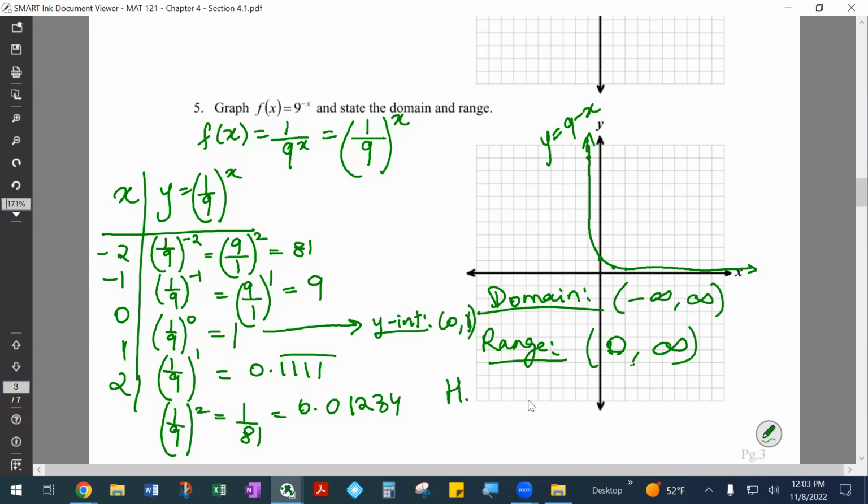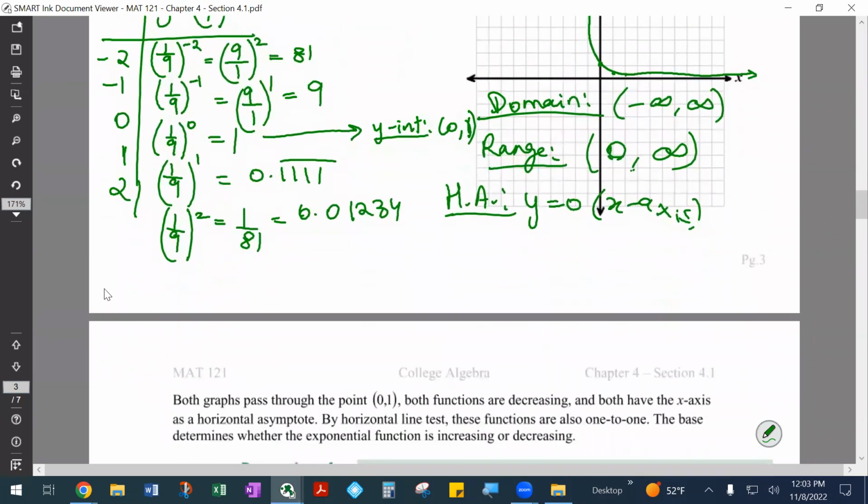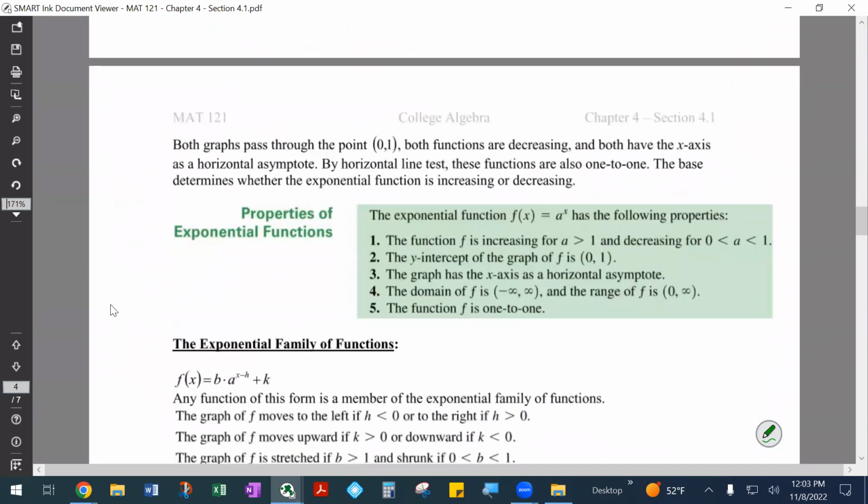We still have a horizontal asymptote at the x-axis. So a lot of those properties actually stayed the same, even though our base changed from being a number larger than 1 to a base being between 0 and 1. And they kind of highlight that over here. So again, we didn't really do the 1/5 to the x power graph, but both of them would be passing through that same y-intercept. Both functions would be decreasing. X-axis would be your horizontal asymptote. Both functions are 1 to 1.